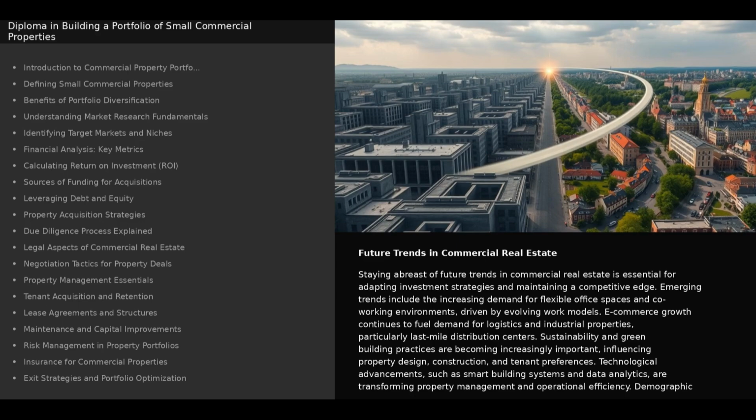Demographic shifts and urbanization patterns also play a significant role in shaping future market demands. Proactive investors will integrate these trends into their portfolio planning. This forward-thinking approach ensures long-term relevance and profitability. It positions the portfolio for future success.